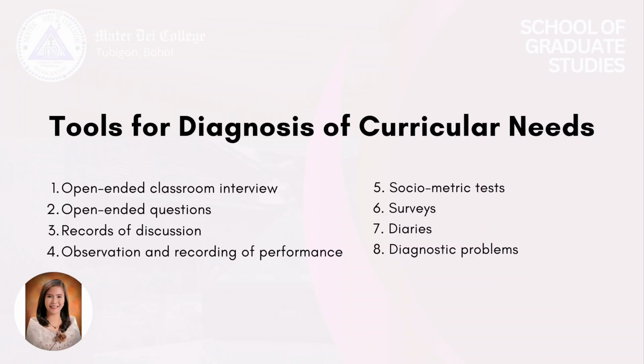Fourth is observation and recording of performance. So observing students as they engage in activities, complete assignments, or participate in projects provides direct evidence of their learning and understanding. Fifth is sociometric tests. So these are tools used to assess social dynamics within a classroom or group. They can help identify peer relationship, leadership roles, and potential barriers to learning.